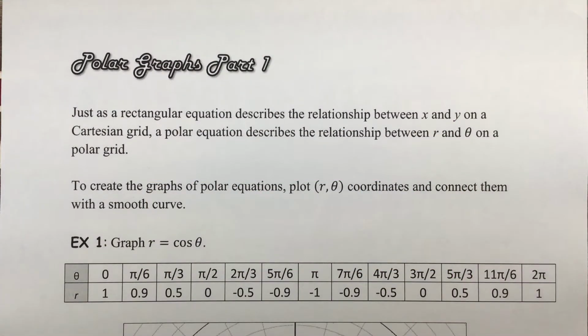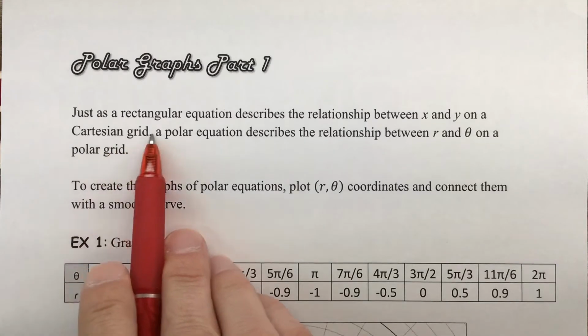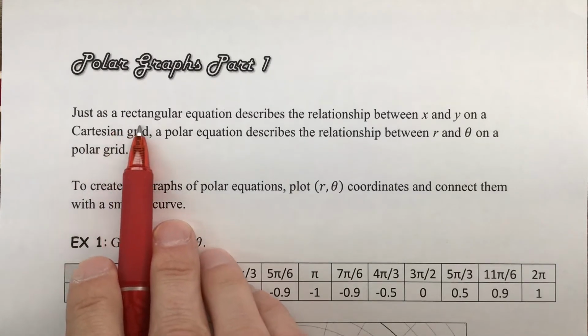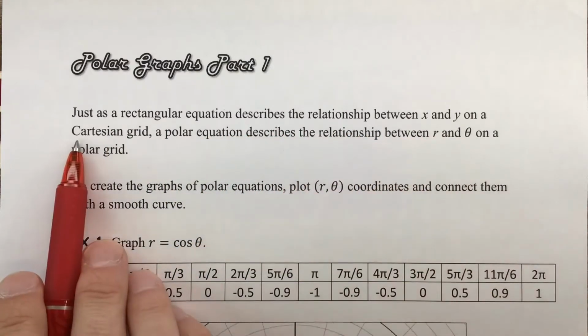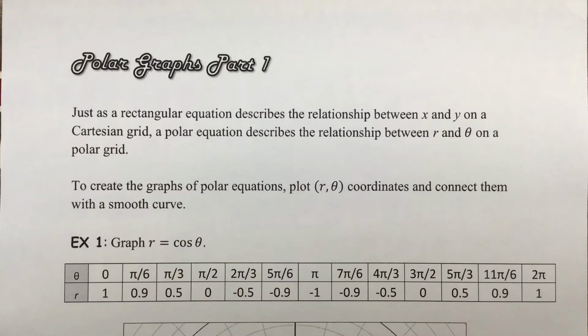We are going to take a look at polar graphs, taking polar equations and graphing those onto a plane. In the past, you've done a lot of graphing using x's and y's, and that would be on the Cartesian grid. Just as rectangular equations describe the relationship between x's and y's on a Cartesian grid, when you graph them, you guys are used to all that stuff with the x's and the y's.